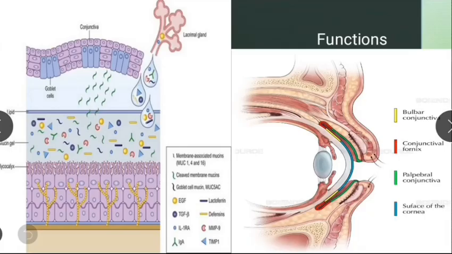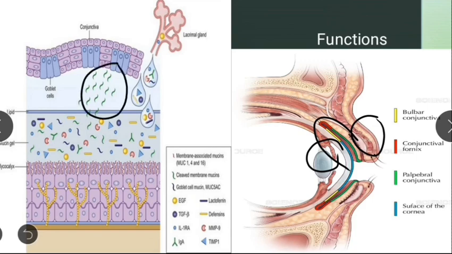Coming towards the function of the conjunctiva, it joins the eyelid with the eyeball, and the second function is that it secretes the aqueous and mucin part of the tear film.